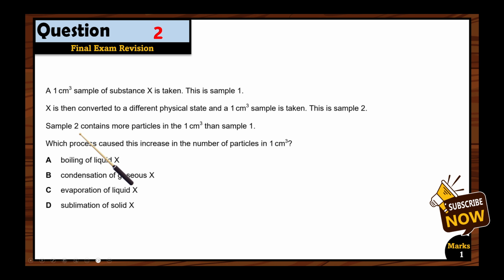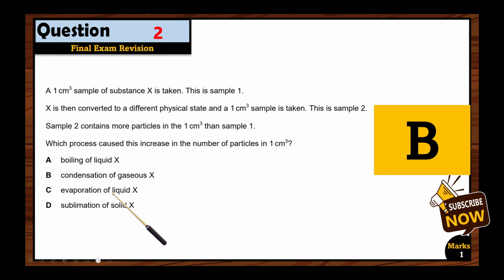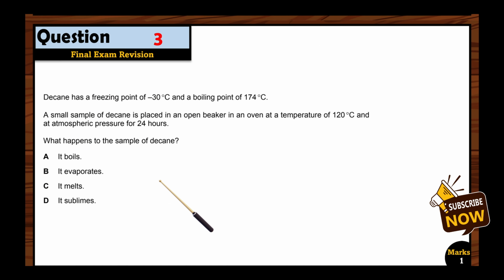Now they are saying that sample 2 contains more particles in 1 centimeter cube. What does it mean? It means that if a sample contains more particles, and they are talking about states of matter, then you must remember that in a solid we have more particles in a small volume. So it means sample 2 should be a solid. The process which will cause the number of particles to increase from sample 1 to sample 2 is condensation of the gaseous X, right? Because condensation of the gaseous X will give you the solid. So that's why the solid has more particles in a small volume, 1 centimeter cube.